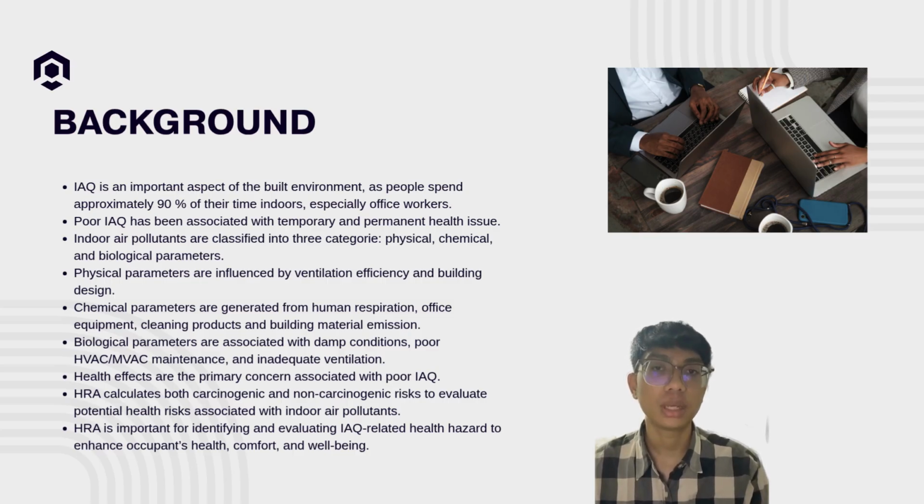Physical parameters are influenced by the ventilation efficiency and building design. Meanwhile, chemical parameters are generated from human respiration, office equipment, cleaning products, and building material emissions. For biological parameters, they are associated with damp conditions, poor HVAC or MVAC maintenance, and also inadequate ventilation.